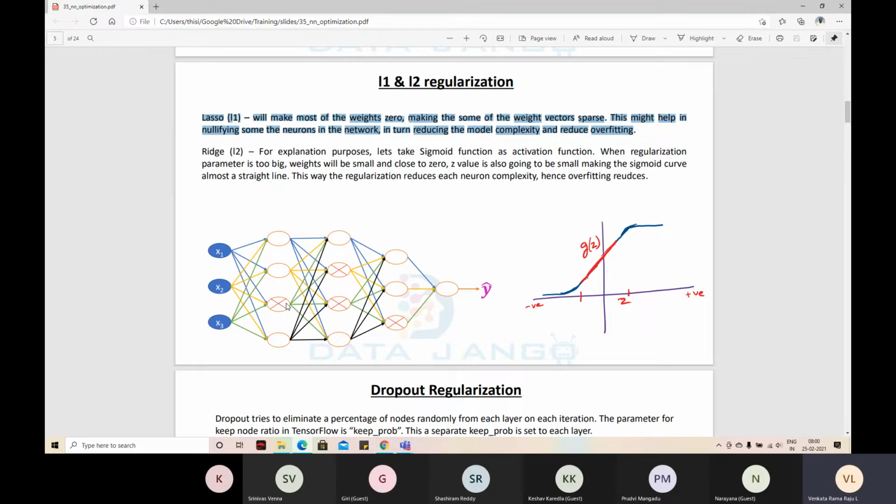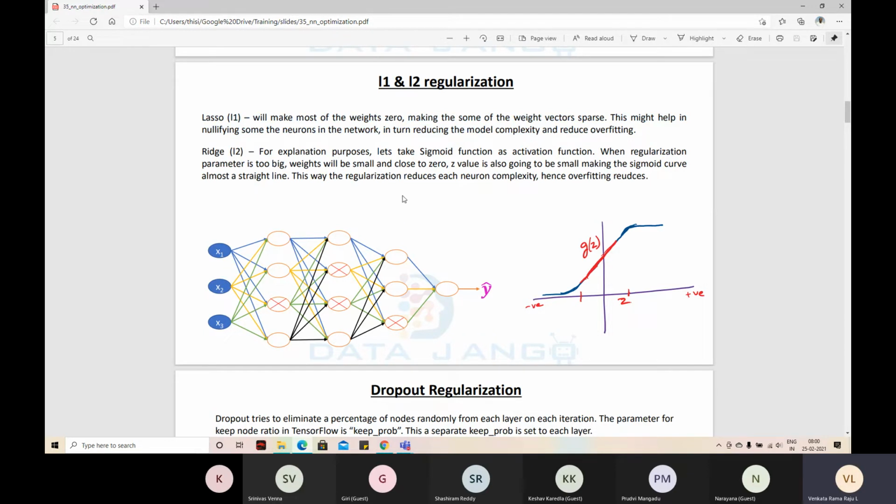If this node is outputting a number which is close to 1, then all the weights going out will have importance in the next layer. If this node is outputting a number very close to 0, the weights going from this node will not have any effect on the next layer. Got it? That's like vanishing this node.